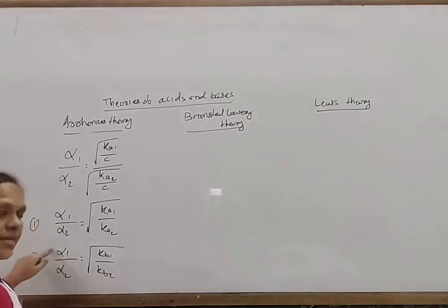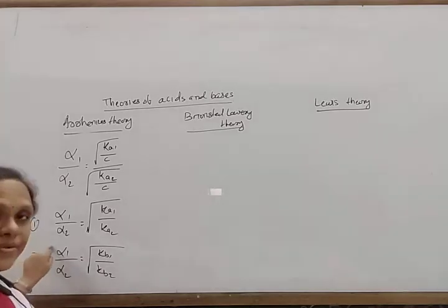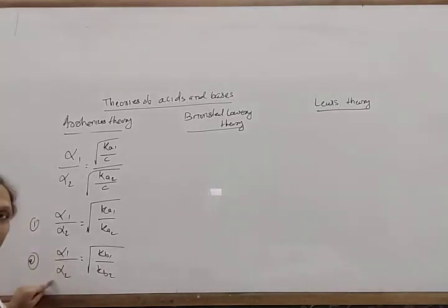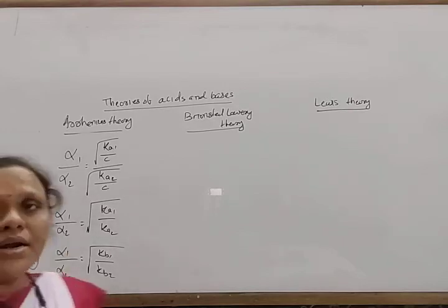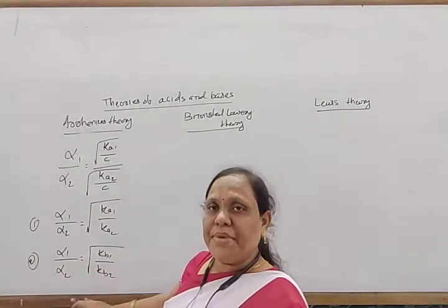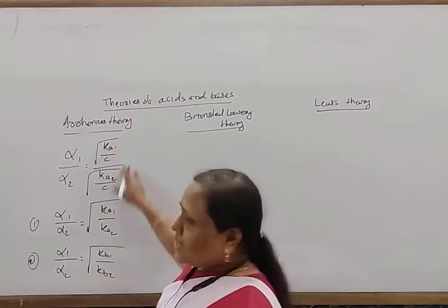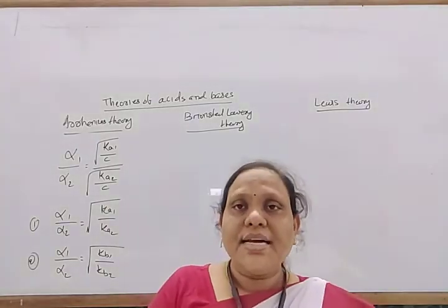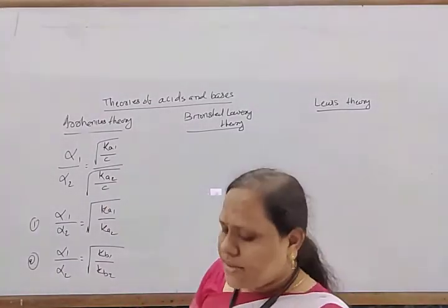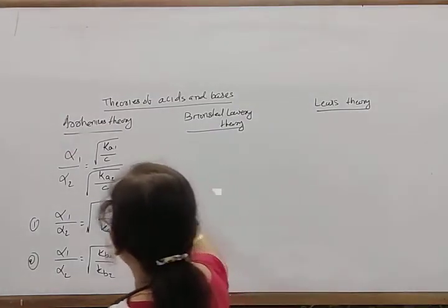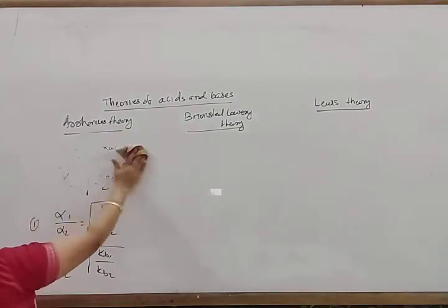So alpha 1 is the degree of ionization of base 1 and alpha 2 is the degree of ionization of base 2. In this way you can compare the acid strength and basic strength. Still, in Arrhenius theory there are some shortcomings, so they developed another theory known as Bronsted-Lowry theory.